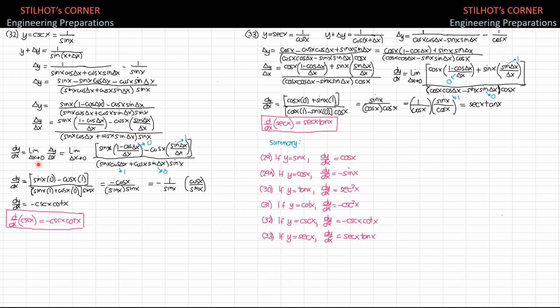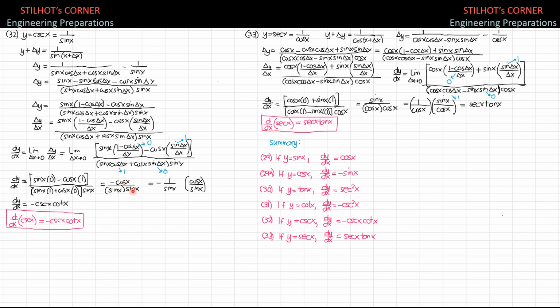So dy dx is the limit of delta y over delta x as delta x approaches 0. We take the limit as delta x approaches 0 of delta y over delta x, which is this. And remember, this is 0, this is 1. The limit of cosine delta x as delta x approaches 0 is 1. The limit of sine delta x as delta x approaches 0 is 0. So simplifying, dy dx is sine x times 0 minus cosine x times 1, over sine x times 1 plus cosine x times 0, close, times sine x. So that reduces to negative cosine x over sine x times sine x.